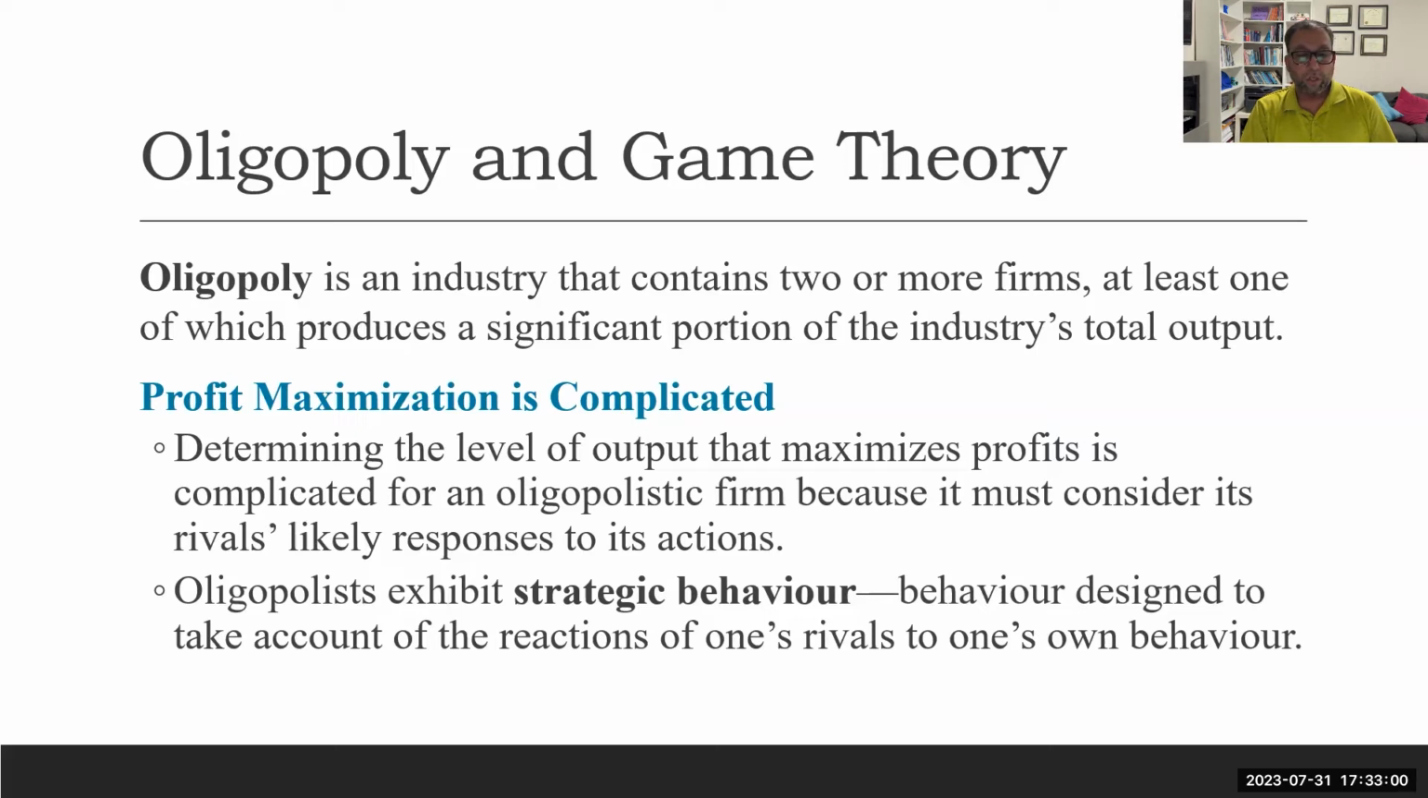So oligopoly is an industry that contains two or more firms, at least one of which produces a significant portion of the industry's total output. And how they determine profit maximization is complicated. It's not simple like what we noticed in monopoly and monopolistic competition. Determining the level of output that maximizes profit is complicated for an oligopolistic firm because it must consider its rivals' likely response to its actions. Oligopolists exhibit strategic behavior, behavior designed to take account of the reactions of one's rivals to one's own behavior. So that's the way that it works.